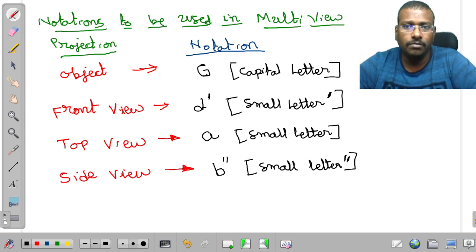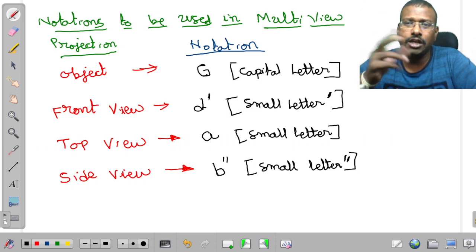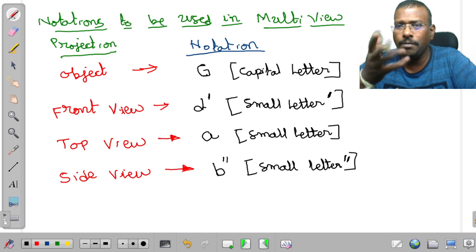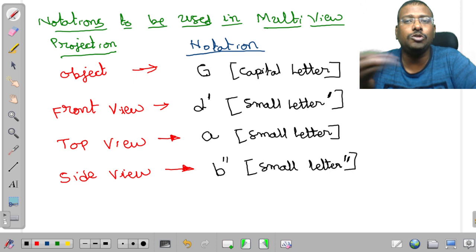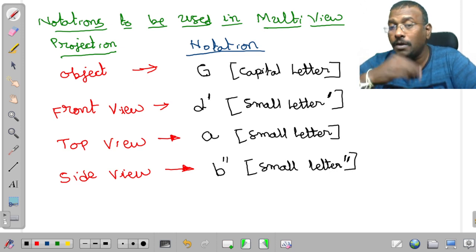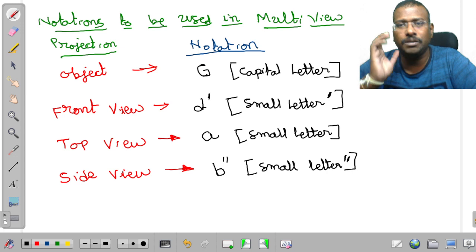Sir, I drew the diagram, but instead of a small letter with prime, I represented only a small letter. Then you are thinking it is a front view, but it is conveyed as a top view. That is why the notation is most important, especially in points, lines and solids. Once it is a composite object we are going to draw, normally we won't give the lettering; we will just draw the diagram and give the symbol, first angle projection or third angle projection. They are not a problem. But once it is points and lines, this is most important. You have to remember this notation for multi-view projections.